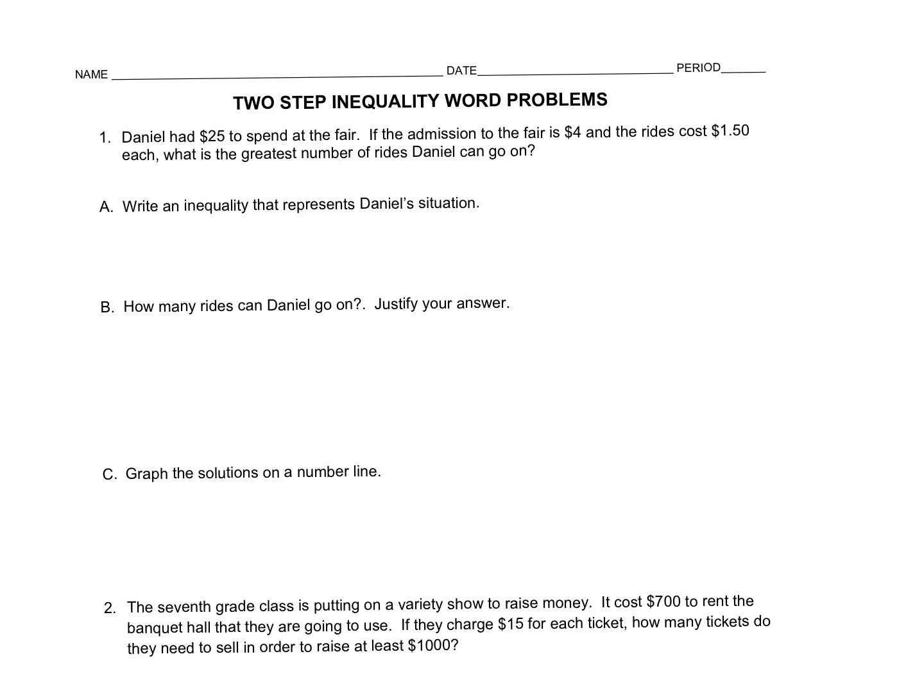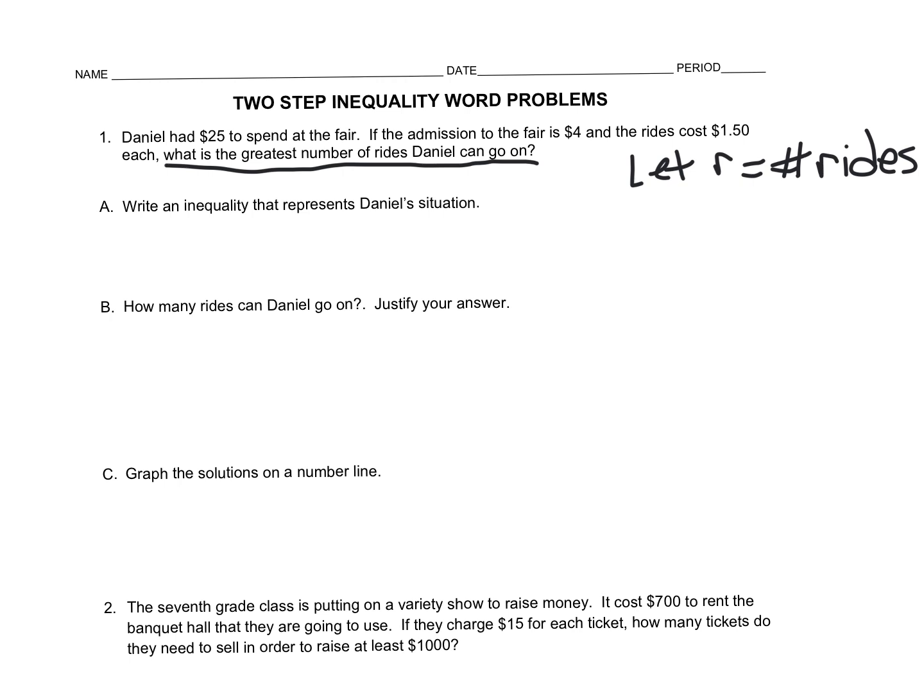The easiest way to do that is to look for what the question is asking us. If I take a look at what is the greatest number of rides Daniel can go on, well, he's looking at rides, so let's let R equal the number of rides. That's the thing we're looking for. So that becomes our variable. When we write an inequality for this, start from the beginning.